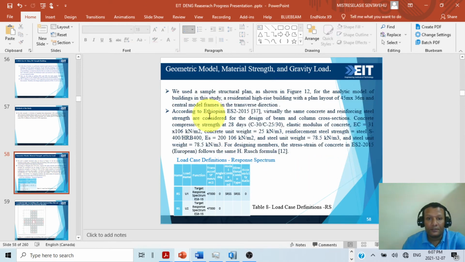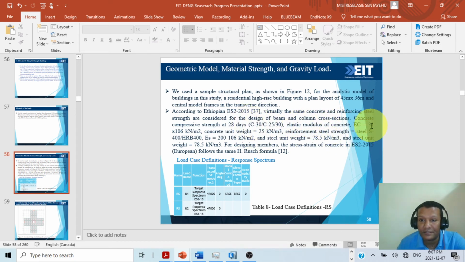Okay. We use the simple structural plan as shown in figure 12 below. For the analysis model of the building in this research, a residential high-rise building, a plan layout of 45 by 36 and the central modal frames in the transverse direction are used. According to Ethiopian ES 2015, virtually the same concrete and reinforcement steel strengths are considered for the design of beam and column cross sections. Concrete compressive strength at 28 days, C30, was assumed.